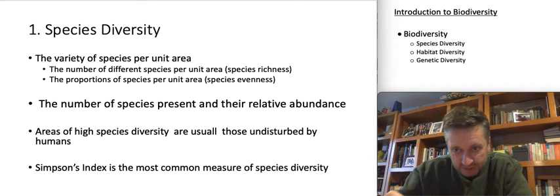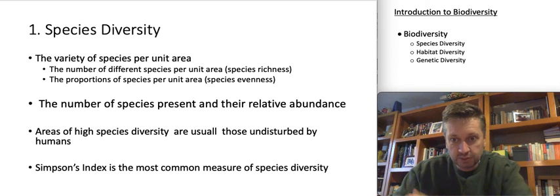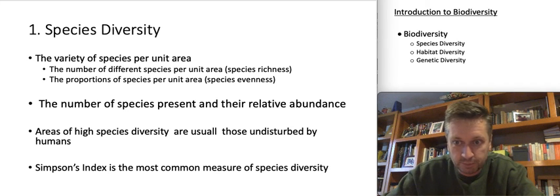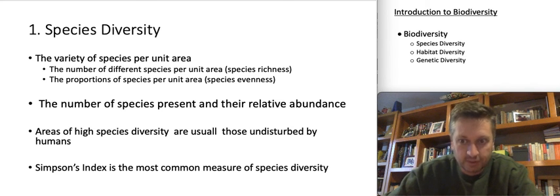Number 1, habitat destruction, habitat islandization, introduction of alien species, overharvesting, and pollution. Pollution being probably the most insidious because now it occurs on a global scale.